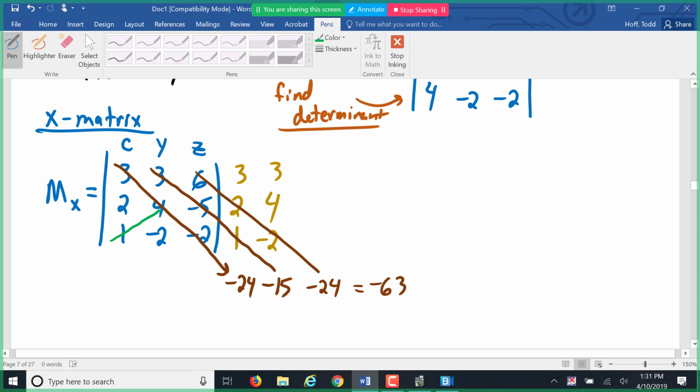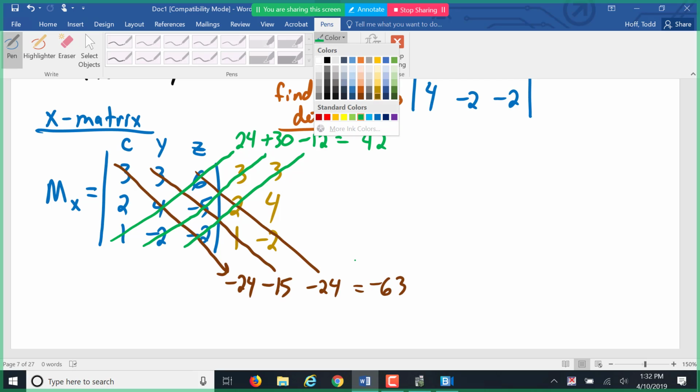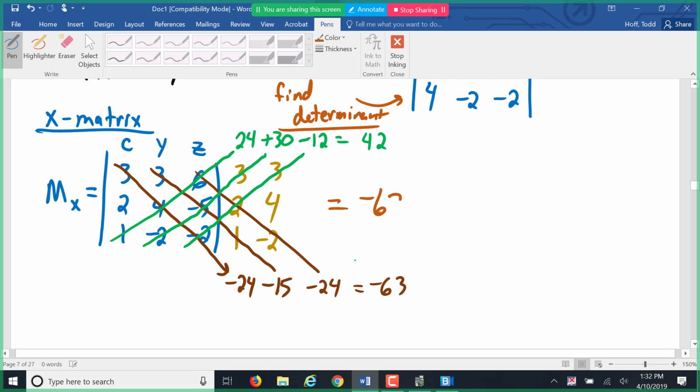On the up diagonals, 1, 4, and 6 is 24. The second up diagonal, negative 2 times negative 5 is 10, times 3 is 30. That's a positive 30. The next up diagonal, negative 2 times 2 is negative 4, times 3 is a negative 12. 24 plus 30 is 54, minus 12 is 42. We do the downs of negative 63 minus the ups of 42 gives us a negative 105. That is the determinant of the X matrix.